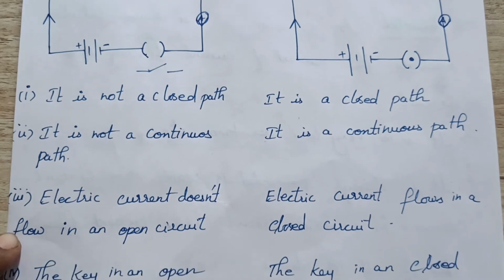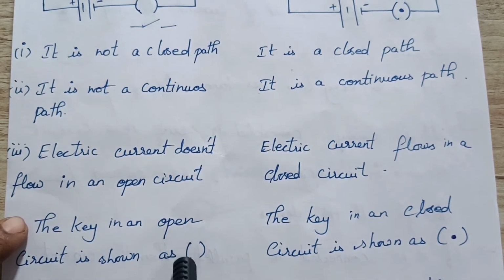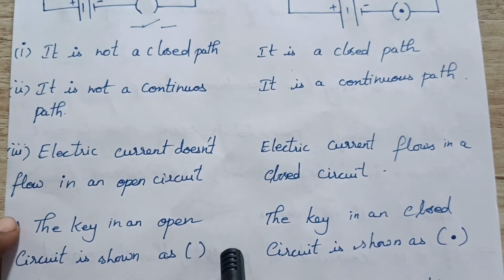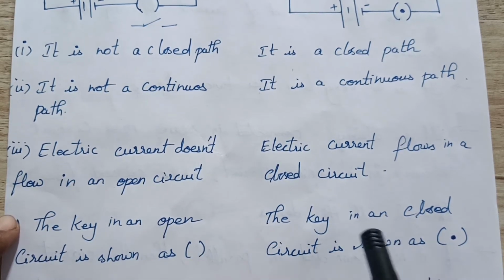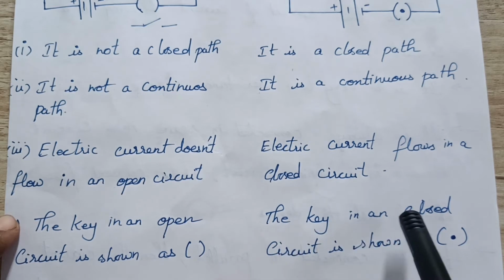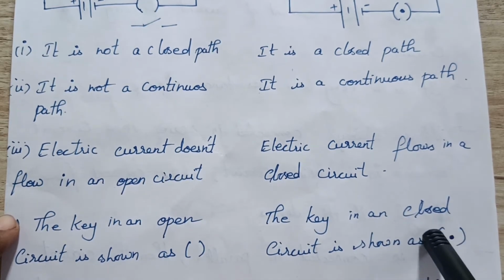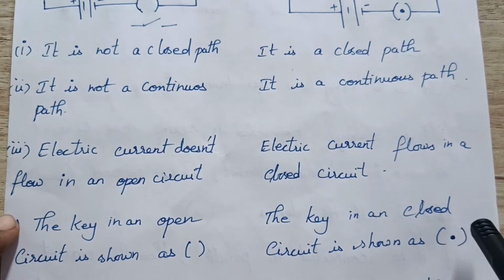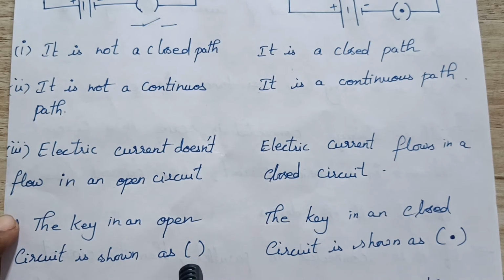A key in an open circuit is shown as a bracket. A key or switch can be shown like this. In the open circuit it will be shown like this. If the switch is on, the key in a closed circuit is shown as an open bracket and close bracket, and within that you have to put a dot. This is the switch on. This is switch off.